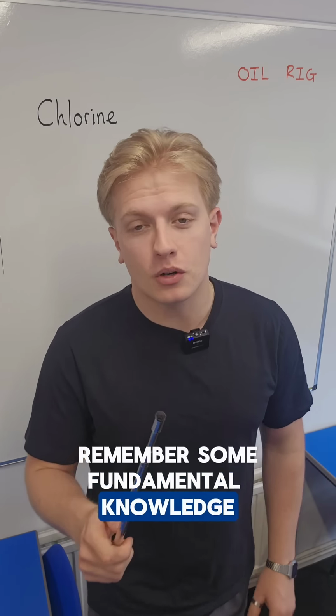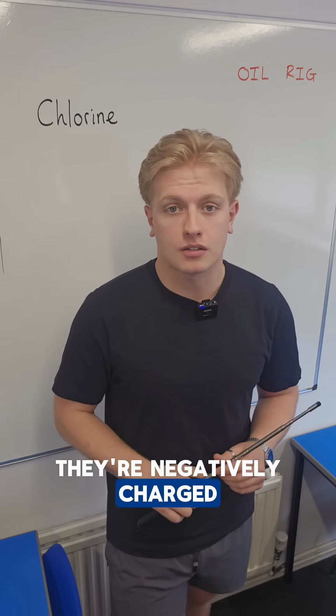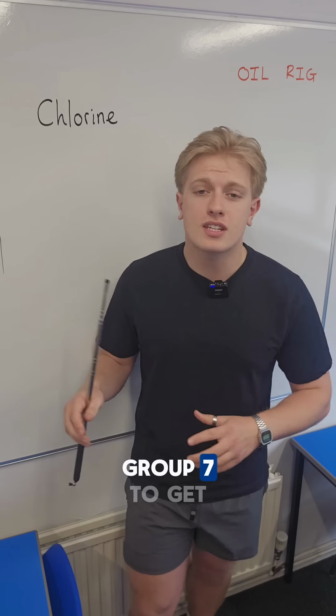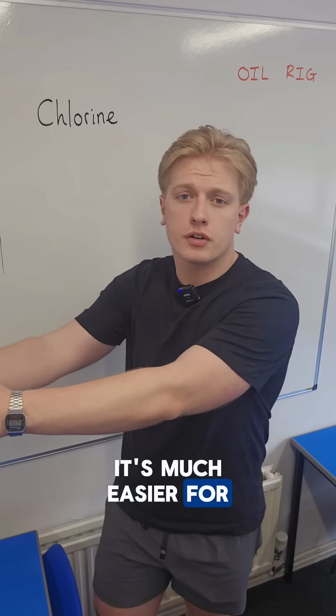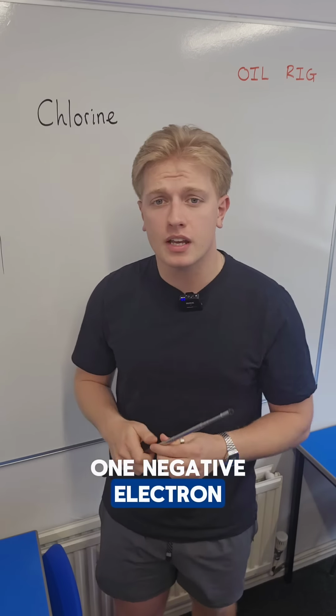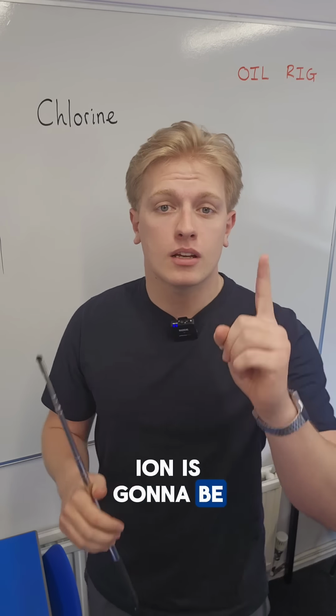Remember some fundamental knowledge. Electrons, they're negatively charged. So something in group 7, what kind of an ion would it form? Well, if it's in group 7, to get its full outer shell, it's much easier for it to gain 1 electron than trying to lose 7. So if it gains 1 negative electron, the charge of that ion is going to be 1 minus.